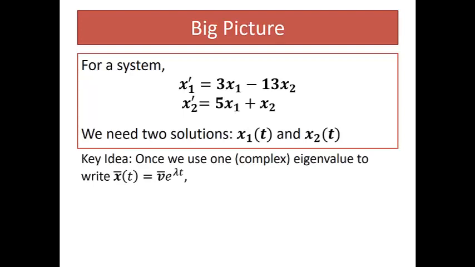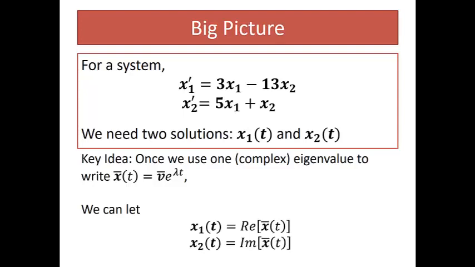Now, the key idea in the case when we have complex eigenvalues is that we're going to use one of our complex eigenvalues to write a solution, eigenvector v times e to the lambda t. And then in order to get our two different solutions, we're going to let x1 essentially be the real part of x and x2 be the imaginary part of x. And so therefore we'll see that we're only going to need one of these complex eigenvalues. They always come in pairs, right? The complex conjugates. They always come in pairs, but we'll be able to get away with just using a single one of them to solve the entire problem. Okay, so that's kind of a big picture overview. Let's get into the example.